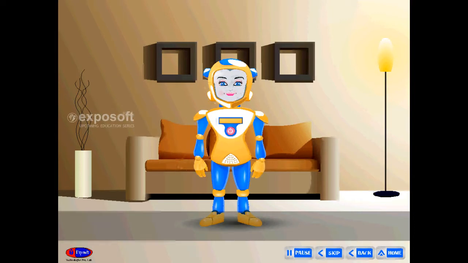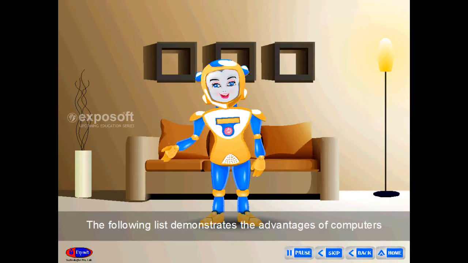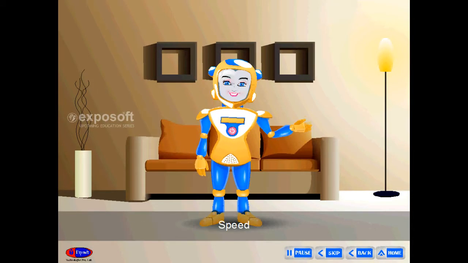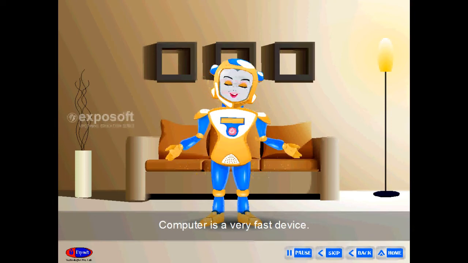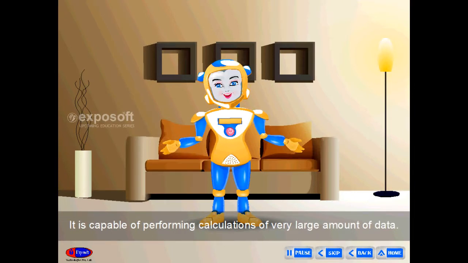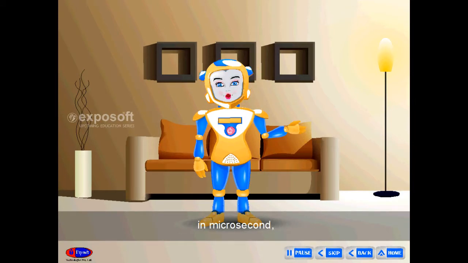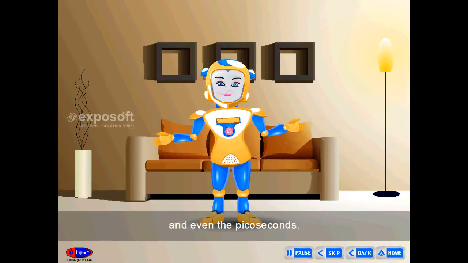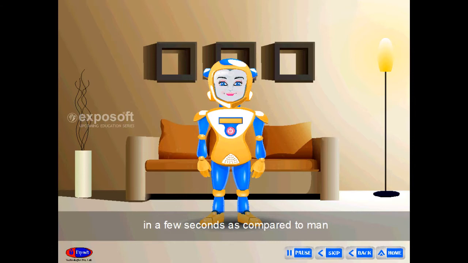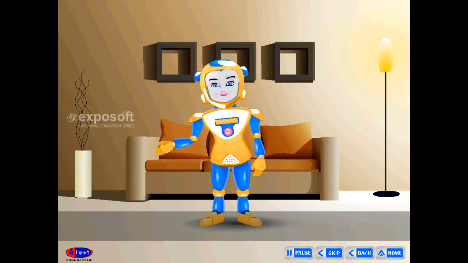Advantages of computers. Friends, look here. The following list demonstrates the advantages of computers in the present day, which are influenced by computers a lot. Speed. Computer is a very fast device. It is capable of performing calculations on very large amounts of data. The computer has units of speed in microsecond, nanosecond, and even picoseconds. It can perform millions of calculations in a few seconds as compared to a man who will spend many months doing the same task.